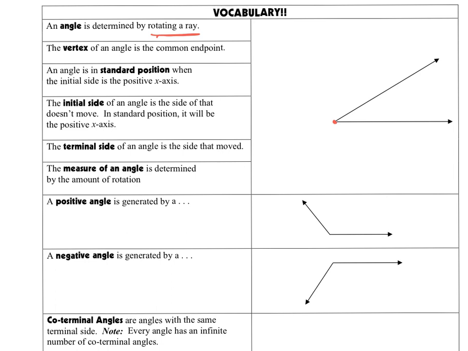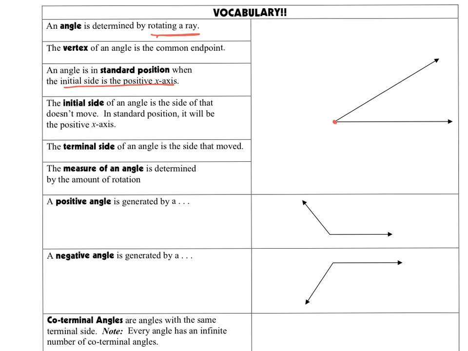Then we're going to have this idea of a standard position, okay? And for our purposes, every angle we think about is going to have started in the standard position. It will be in standard position. And that means that its initial side will be the positive x-axis. Now you might be wondering, what's an initial side? Well, that's our next thing.